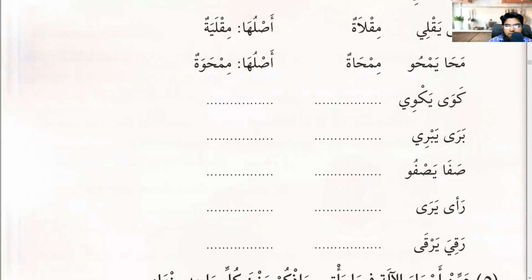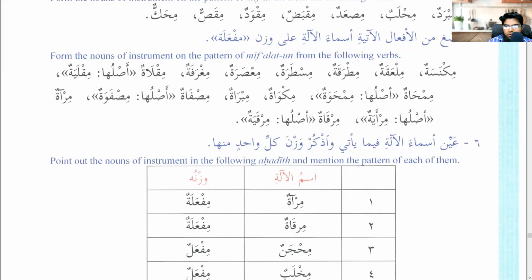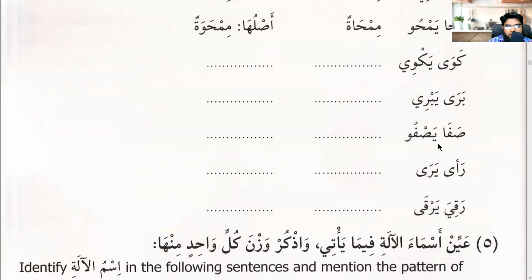Then we have safa yasfu. I don't know what it is. It's misfatun. Its asl is misfawatun. So what is safa yasfu? Filter. Oh yeah, saf. To filter something. Saf, to make it clear. Safa yasfu, to filter something, to make it safun, to be pure. Strainer or filter.